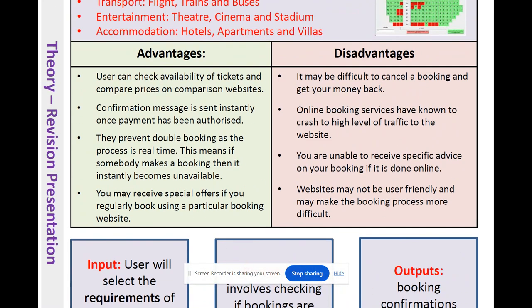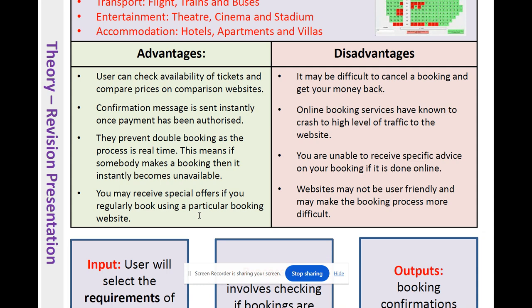So let's look at the advantages and disadvantages. The user can check the availability of tickets and compare prices on comparison websites. A confirmation message is sent instantly once payment has been authorized. To prevent double booking, the whole process is done in real time, and this will prevent double booking. This means if someone's made a booking, then it instantly becomes unavailable. And you may receive special offers if you regularly book using a particular booking website. Now, the disadvantage is it may be difficult to cancel a booking and get your money back.